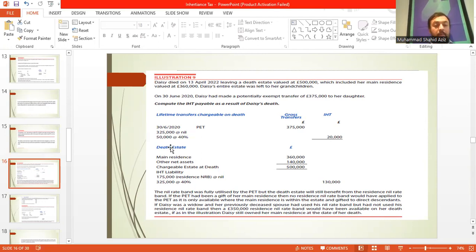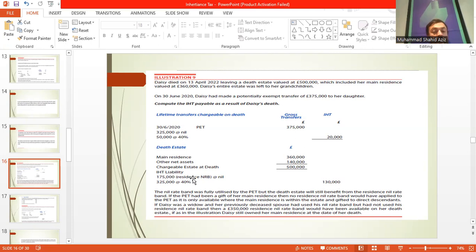Now the death estate: the main residence is 360 and 500 was the total value of the estate. So 500 minus 360 is equal to 140. So 175,000 residence nil rate band is available. So the remaining is now 325,000, that is 130,000 needs to be paid.